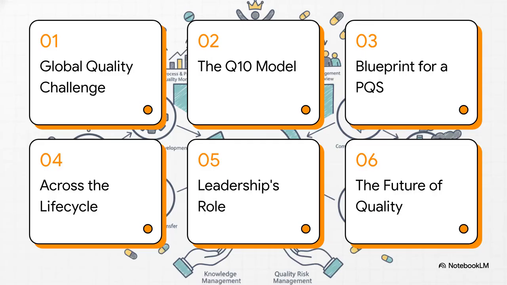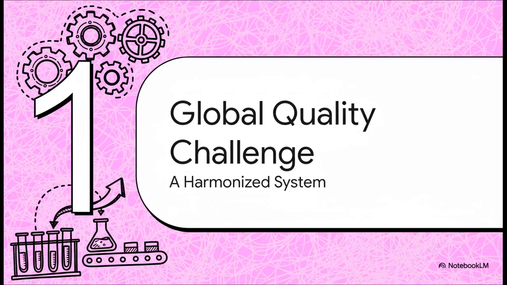All right, so here's how we're going to tackle this. First, we'll look at the challenge Q10 was designed to solve. Then we'll introduce the model itself, break down its blueprint, and see how it applies across a product's entire life. After that, we'll get into who's responsible for making it all work, and finally, what this all means for the future. So let's start with the problem, the why.